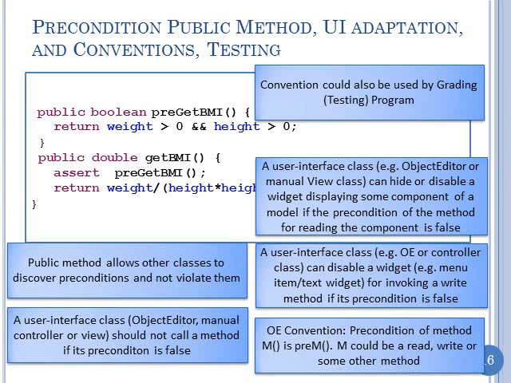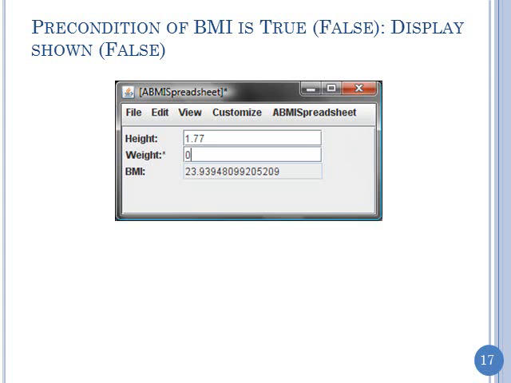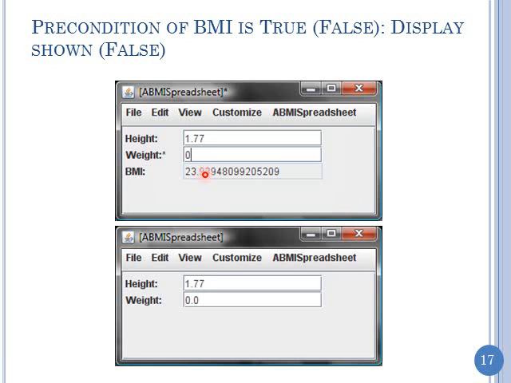So let's just see, and we can use these preconditions also for testing. My height and weight were fine, so I saw a BMI value. Now I committed to the 0 value, and at that point ObjectEditor had to call getBMI to display the value. And it said, I'm not going to even call getBMI. I could have grayed it out, but I also want to have this feature for graphics.